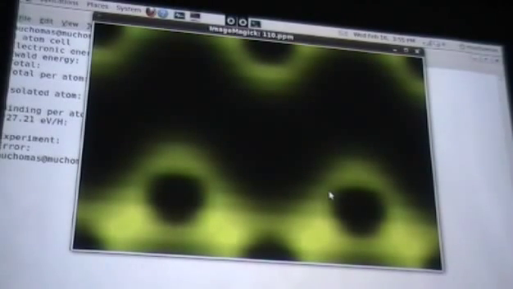If you ever want to know what one looks like, you can actually calculate it for yourself. You don't have to take my word for it. But that's what it looks like here.